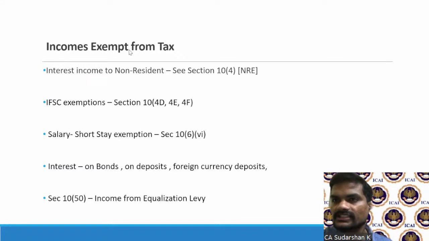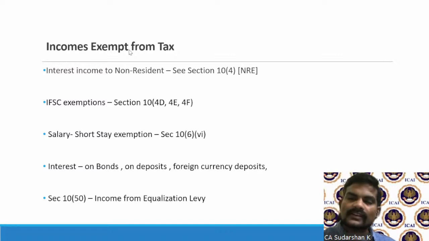So in Gujarat International Financial Center, GIFT, the idea of this exemption is to promote non-residents to come and invest in IFSC units to do certain businesses, that is, financial product related businesses. There are exemptions given under Section 10 clause 4D, 4E, 4F, which specifically deal with IFSC. These are new phenomena. The idea is to incentivize.